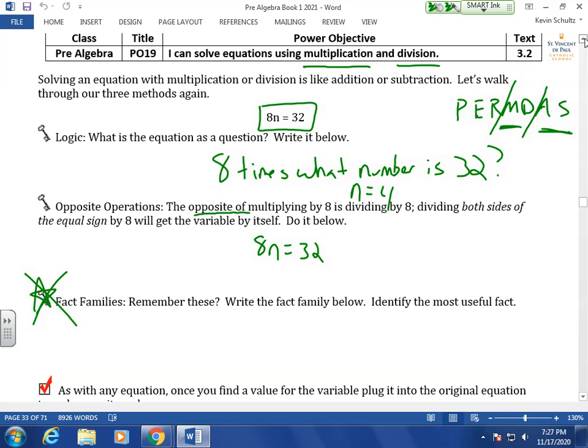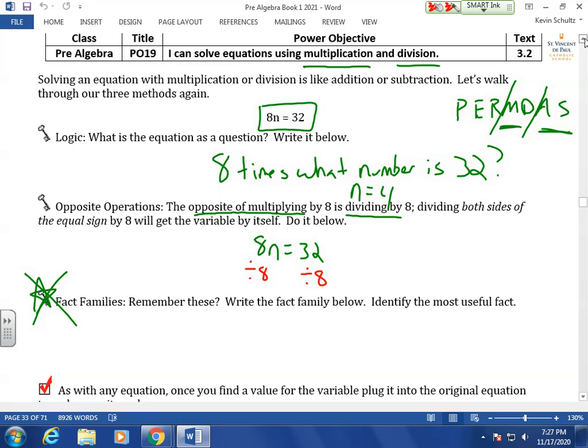The opposite of multiplying is dividing, right? What are we doing to n here? We are multiplying n by 8. So to get n by itself, we want to undo that operation. So we are going to be dividing both sides by 8. And you might be thinking to yourself, okay, but how does that get the 8 to cancel out, right?